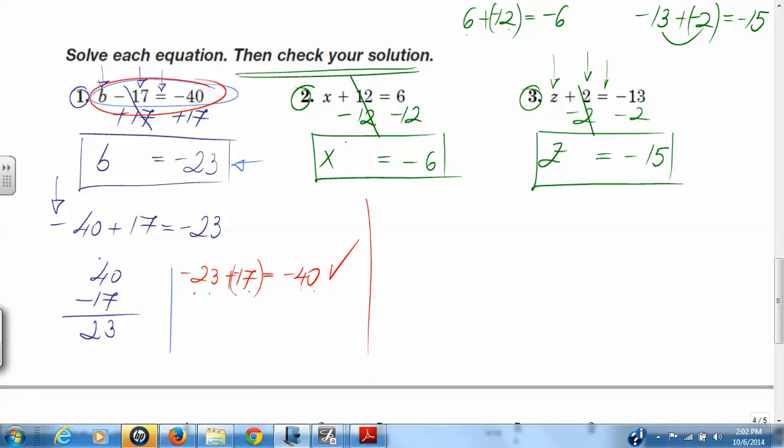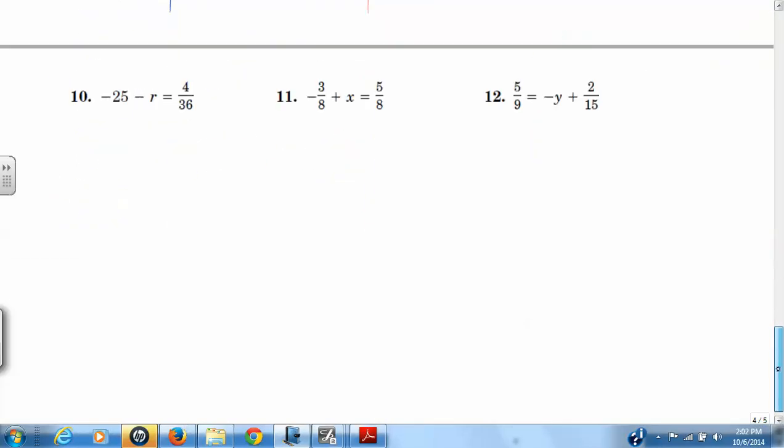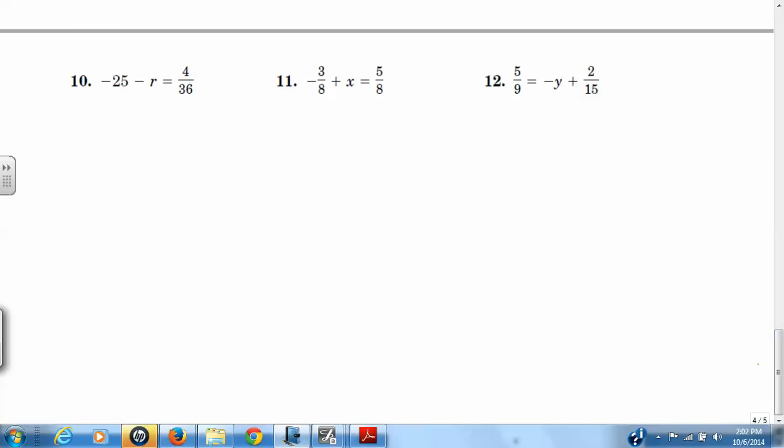You move on to the next one, right? And this should be your homework. As you're watching this, please check if x equals negative 6 is actually the answer to this equation by plugging your x back into your equation. Let's do a few more. Okay? How about those 3 problems?